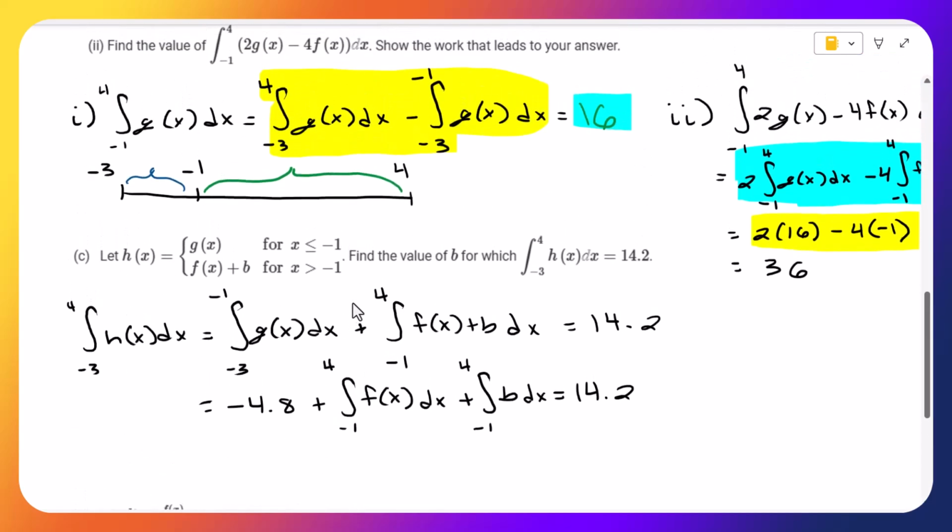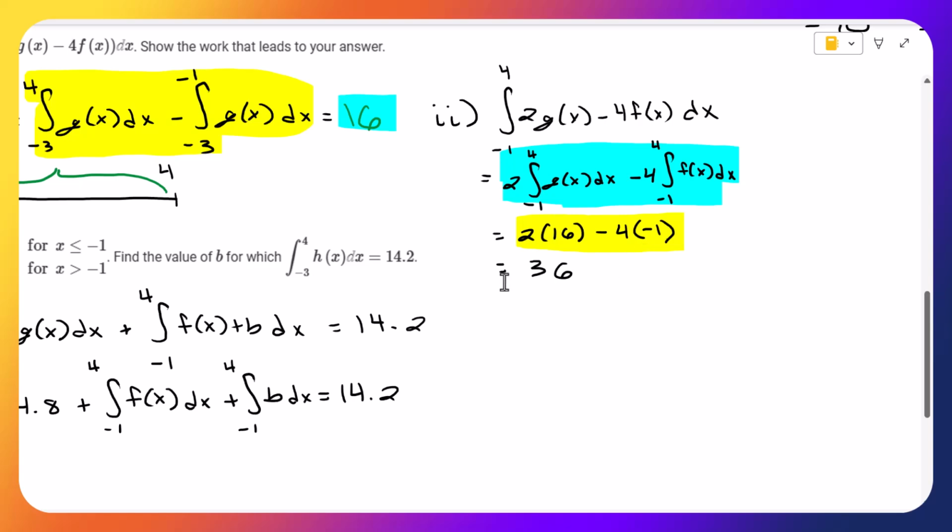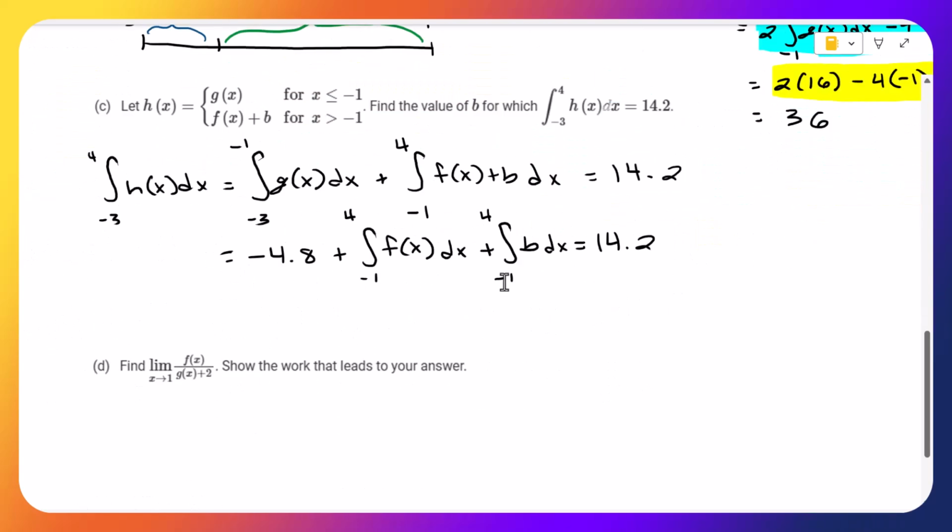And we know the integral from -1 to 4 of f of x because we just found it. It was -1. So this is going to be -4.8 minus 1 plus the integral from -1 to 4 of b dx equals 14.2. We might be missing a piece in order to do this. Yeah, we are missing a piece here.